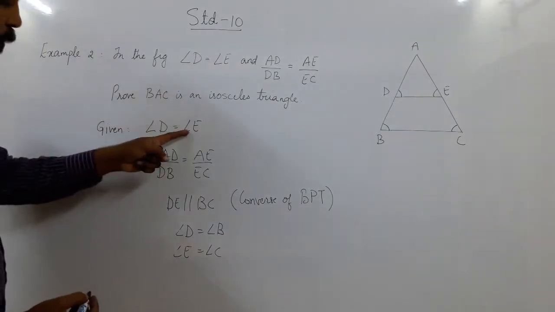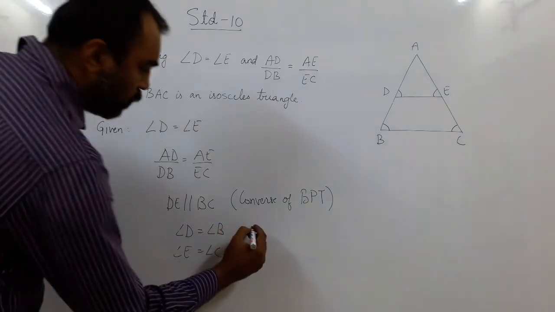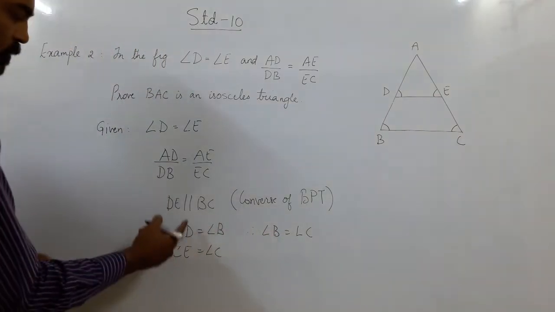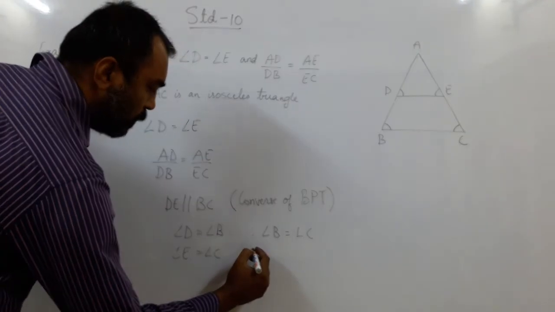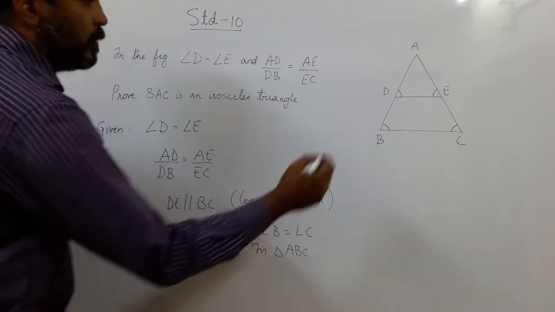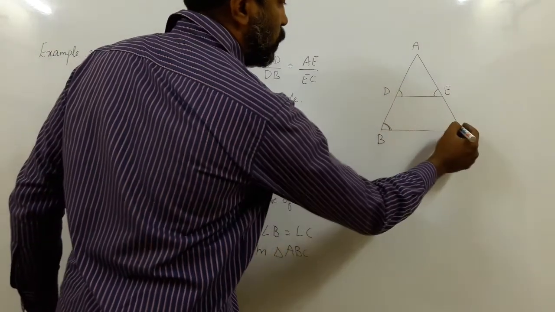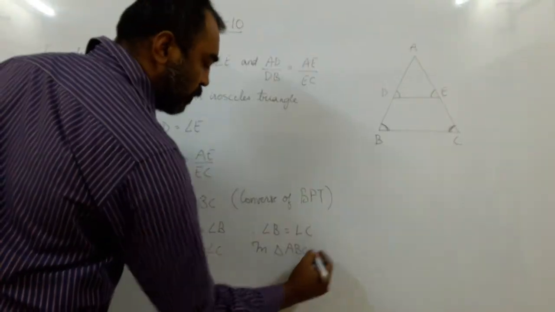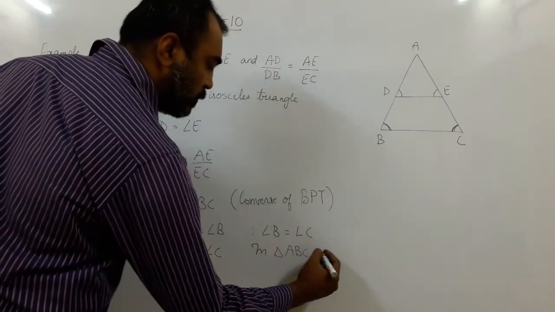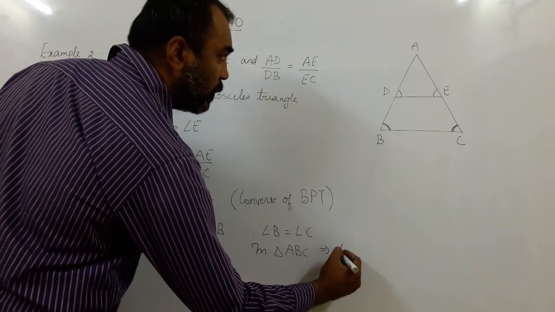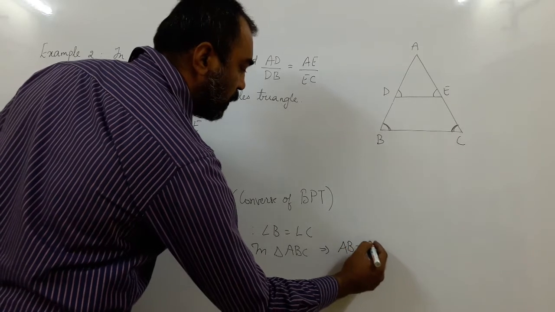But angle D equal to angle E. Therefore, angle B equal to angle C. We proved it. So, in triangle ABC, angle B equal to angle C, so the sides opposite them will be equal. What does it give us? Which implies that AB equal to AC.